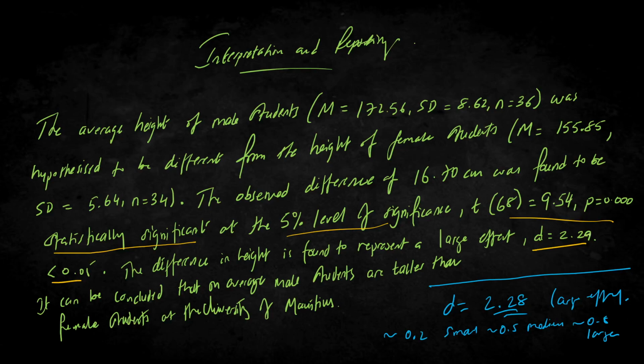That was 2.28, no? Because I wrote 2.9 here. That's it. And we're done with our independent sample t-test.